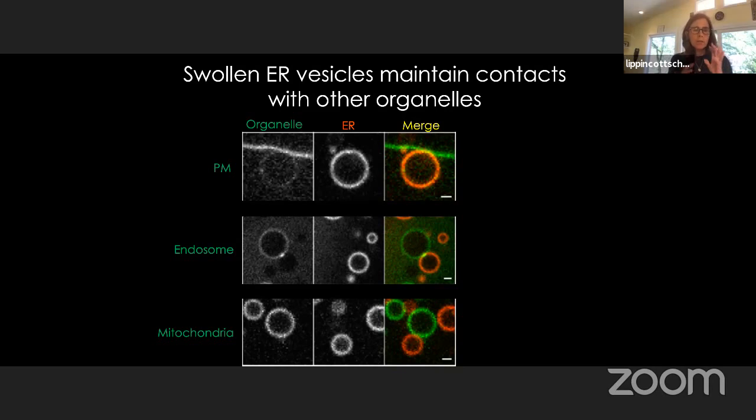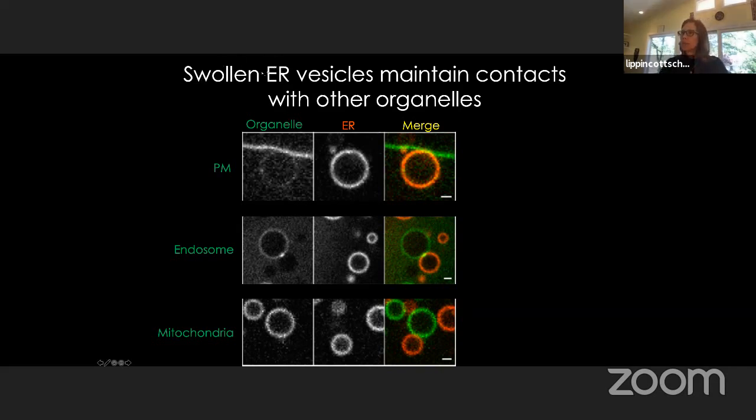So we then started wondering whether the ER sustains its contacts with other organelles when we swell the ER in this manner. The ER is the largest organelle within the cell and makes contacts with virtually every subcellular membrane-bound organelle. Those contacts play very important roles for lipid trafficking from ER to the organelle and vice versa. It's also extremely important for calcium and other metabolite exchange between organelles.